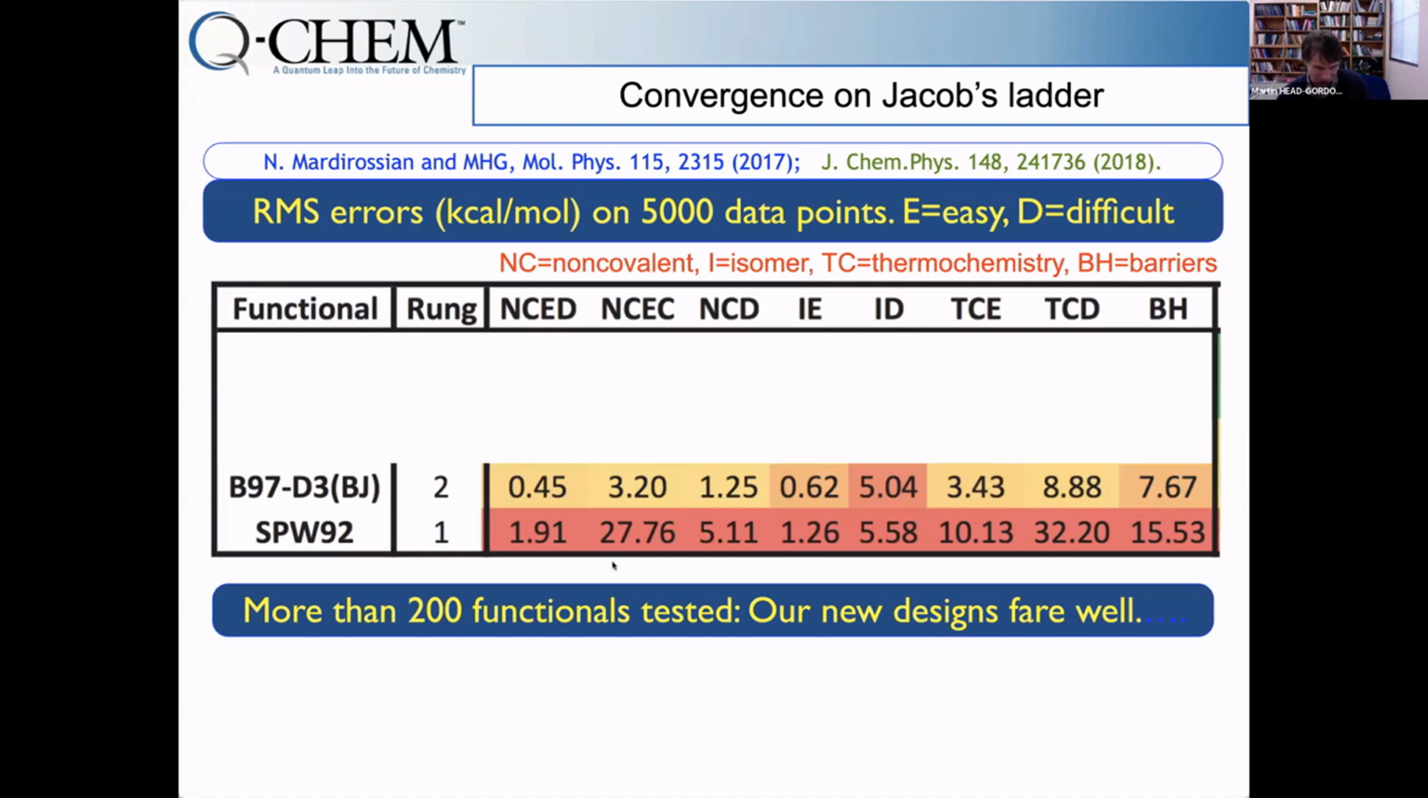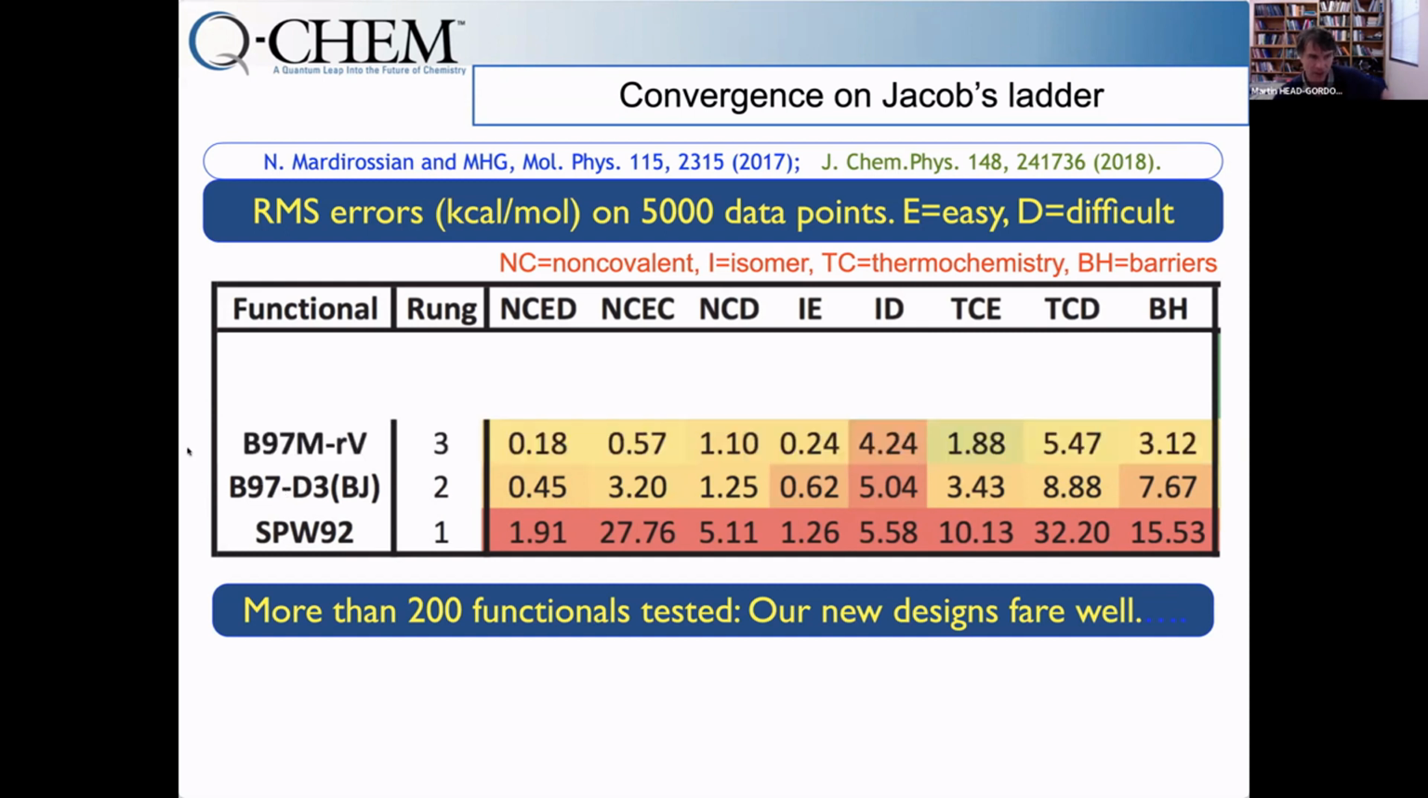So this is why no one ever runs the LSDA in chemistry, because GGAs cost virtually the same and are simply better. And as I said, when we combinatorially searched the GGA space, we could not substantially improve upon B97. You can do very slightly better, but this was already a good fit, even though it actually used all data in the original fit. At rung 3, our combinatorially designed B97M-rV functional is the best performing functional that we assessed, and the improvements are really useful.